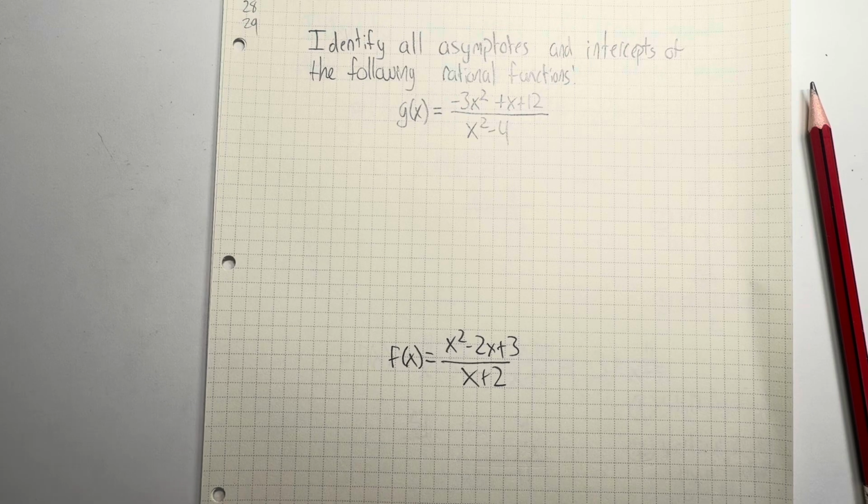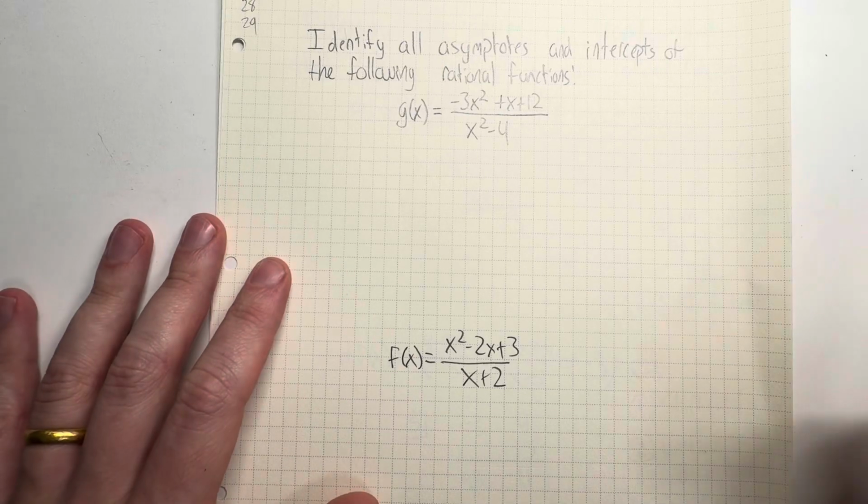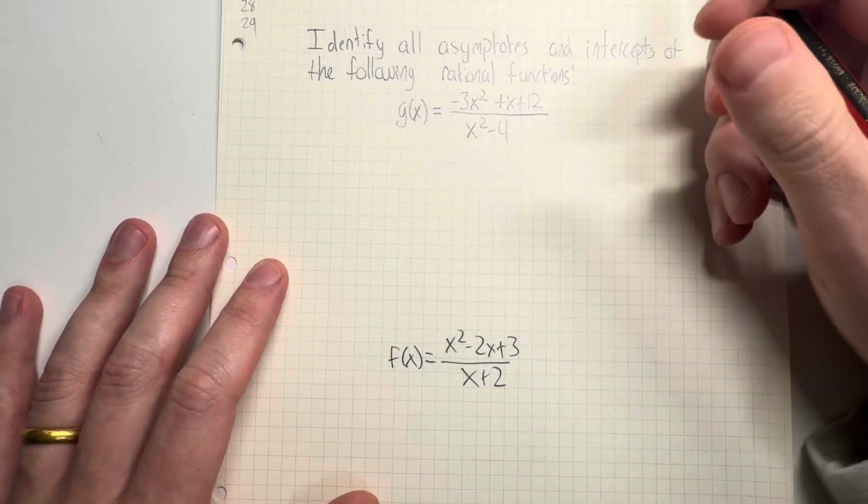All right, let's rock this one. Maybe the most important video you will watch on rational functions. Identify all asymptotes and intercepts of the following rationals. All right, busy. Gotta go.